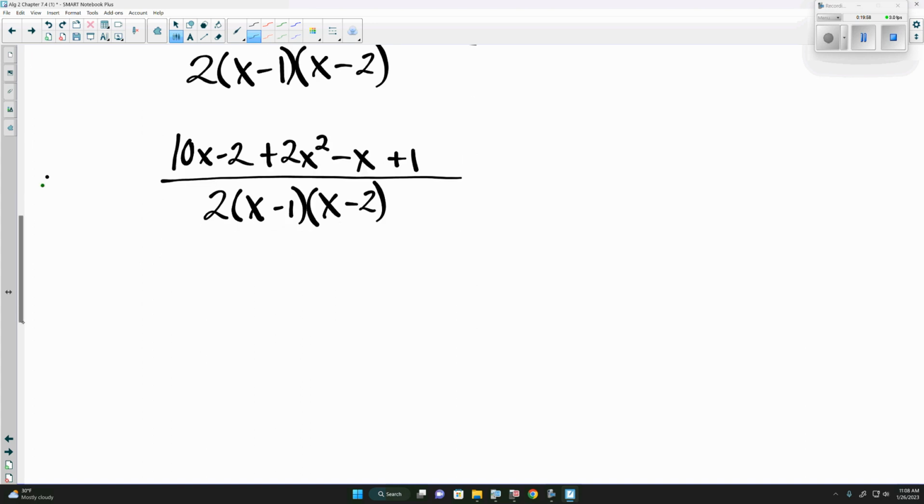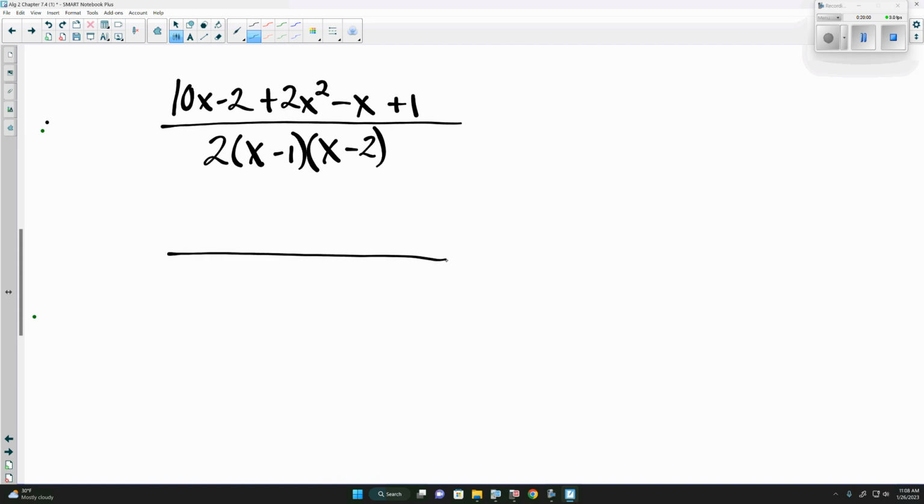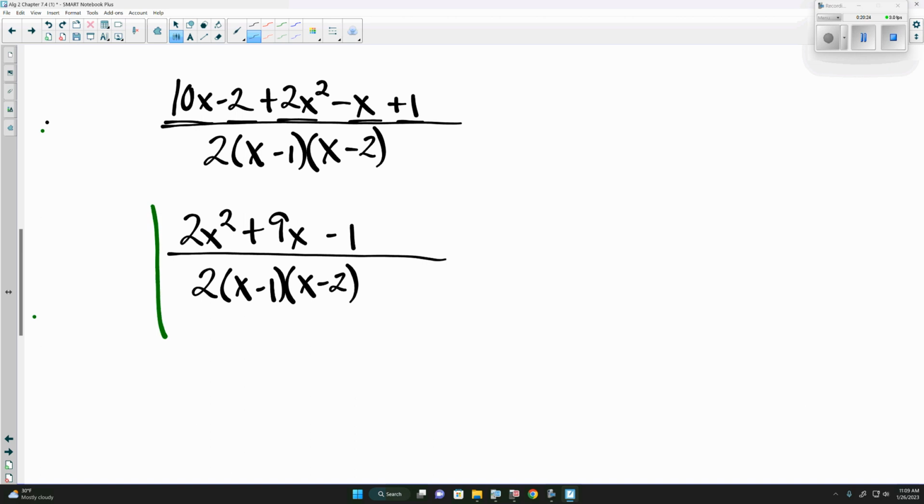At this point here, we can combine like terms. So we'll have 2x squared, because it's the only term with x squared. 10x minus x is plus 9x. And negative 2 plus 1 is negative 1. And that's as simplified as it gets, because there's no way that we can use the factors of 2 and the factors of negative 1 to somehow get 9x.